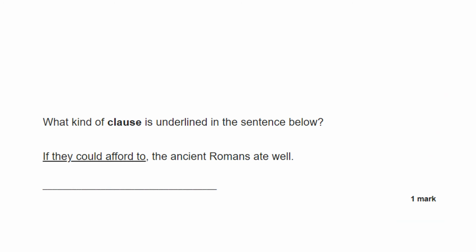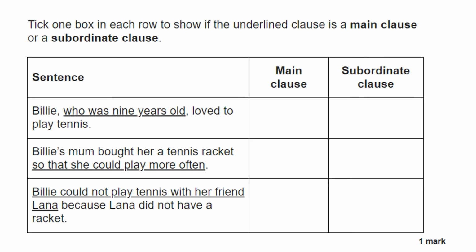Right, let's see what these might look like on our SAT paper. So here we have: what kind of clause is underlined in this sentence? "If they could afford to." So we would need to write that it is a subordinate clause because we have started with a subordinating conjunction. On this one here, it says tick one box in each row to show if the underlined clause is a main clause or a subordinate clause. So we need to make sure we follow the instruction.